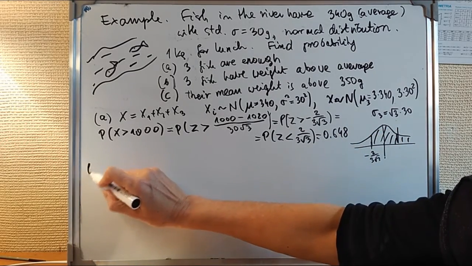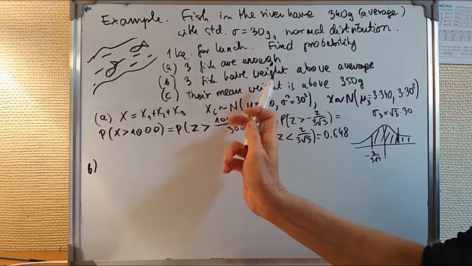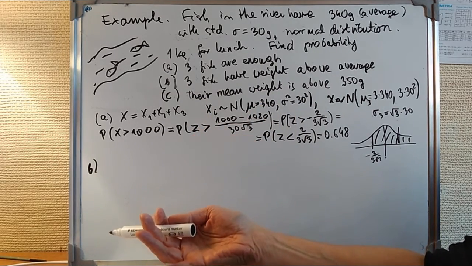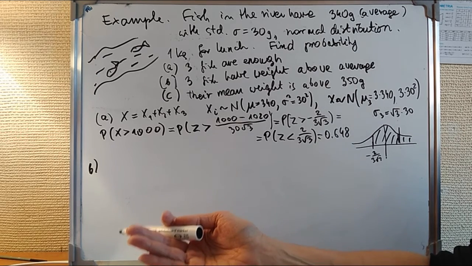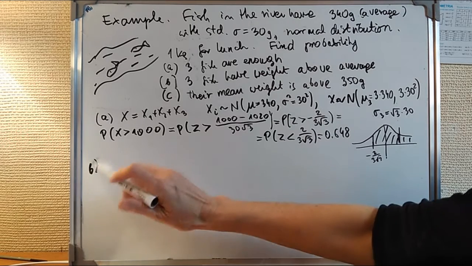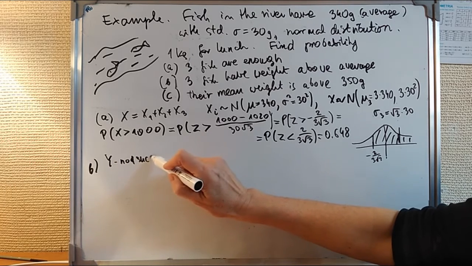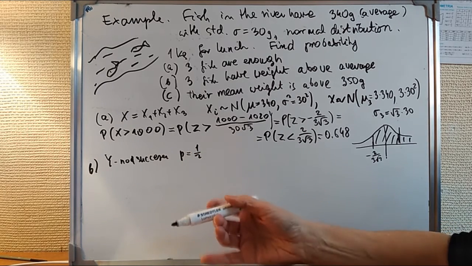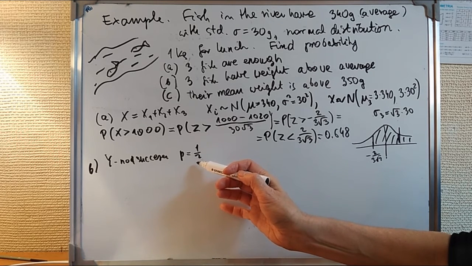Now question B. We have all the 3 weights are above average. What's the probability that a caught fish is above average? It's exactly a half, because we know that 50% are above and 50% are below average. Okay, so now we have like binomial distribution where y is the number of successes. Well, probability of success is a half. So either a fish is above or below, and with equal probability a half.